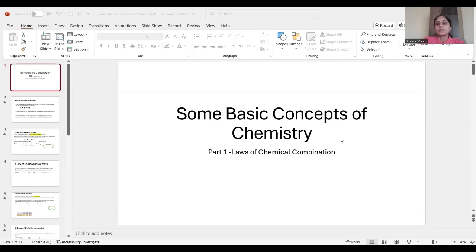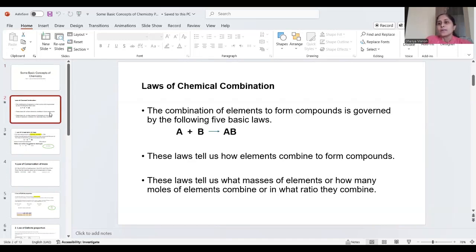Okay, now whenever any compound is formed, in this case, I have just represented, if you see, okay students, the laws of chemical combination. Now, whenever any elements combine to give you a compound, or whenever reactions are taking place, these laws tell us how much of the elements are combining, in what ratio they are combining, or in how many moles they combine to form the product, or in what percentages they are combining. So all this you get from these laws.